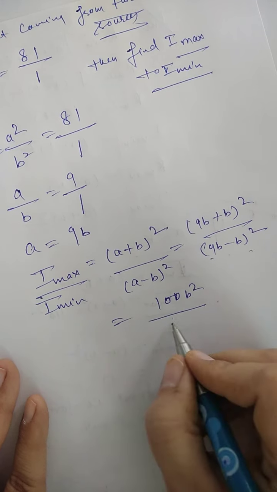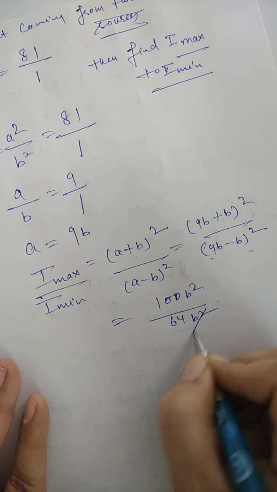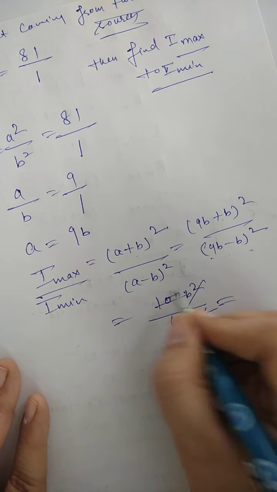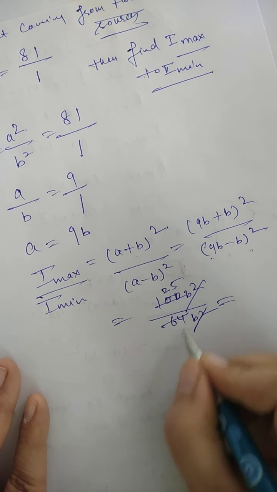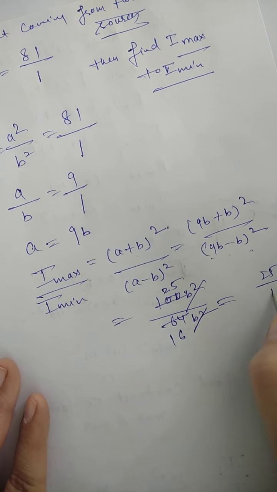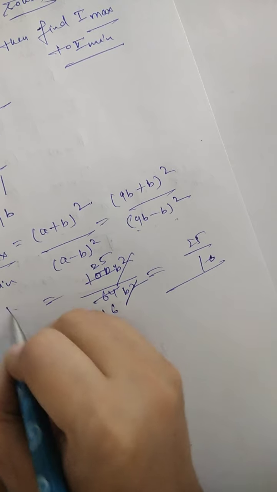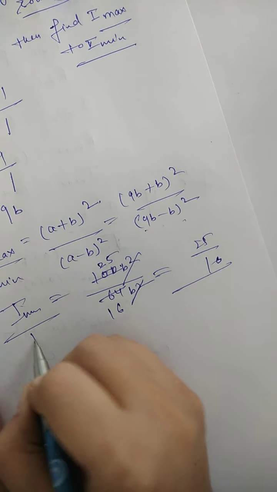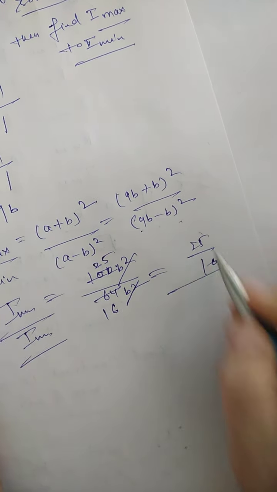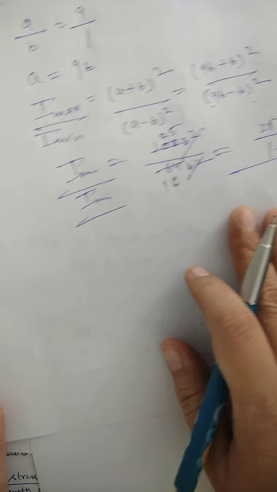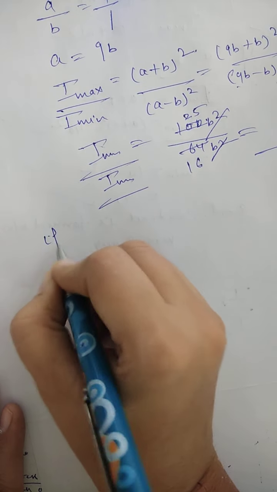This is 64B square. कैंसिल हो गया. This is equal to 25/16. I maxima to I minima is 25/16.